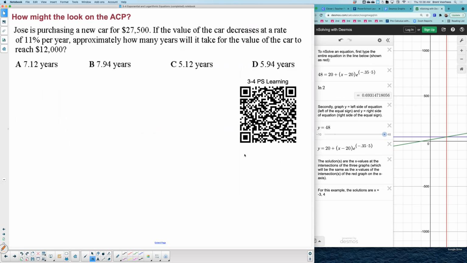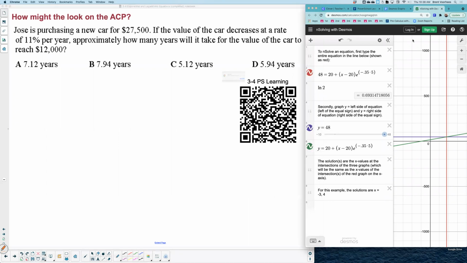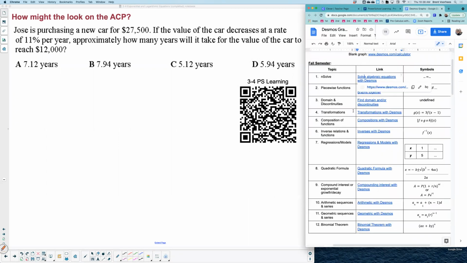And finally, the last one here says Jose is purchasing a new car for $27,500. If the value of the car decreases at a rate of 11% per year, approximately how many years will it take for the value of the car to reach $12,000? What I'm going to do here is I don't need INSOLVE, but what I do need is my calculator for compounding interest, which is calculator number 9. I'm going to open that one up.